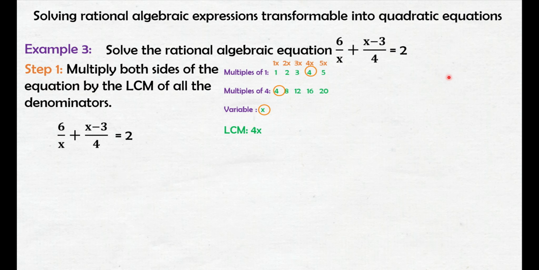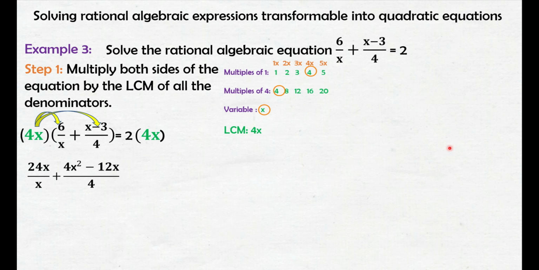So, bakit ba tayo nagmumultiply ng LCM both sides? Para ma-eliminate natin tong mga denominators nila. Okay? So, multiply natin yung 4x both sides. So, 4x times 6 over x, that is 24x over x. 4x times (x − 3) over 4, that is (4x² − 12x) all over 4.